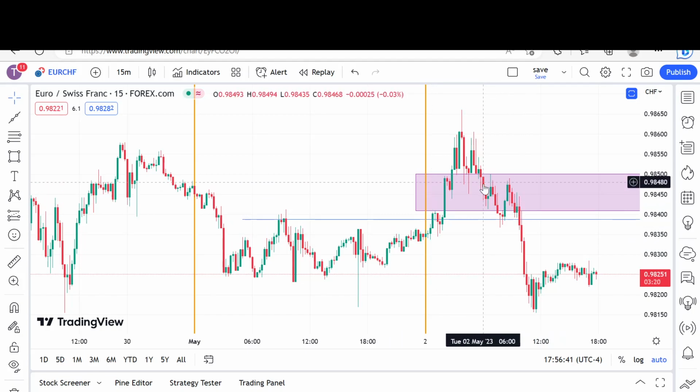So we're coming into New York kill zone. That was the next key liquidity pool. So after we took out low of day, that's where I wanted to get in for a buy. So after we took out those sell stops, I got in.